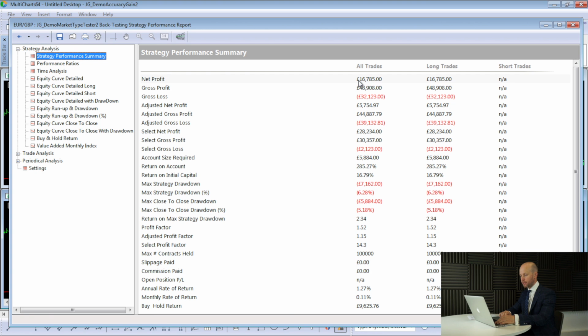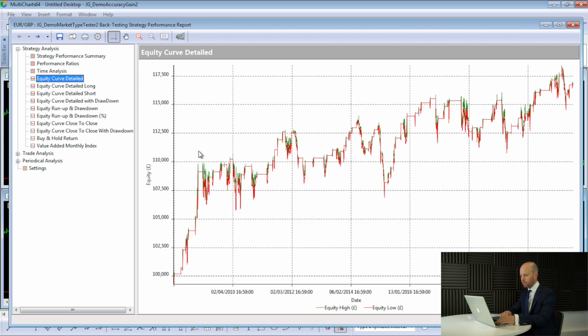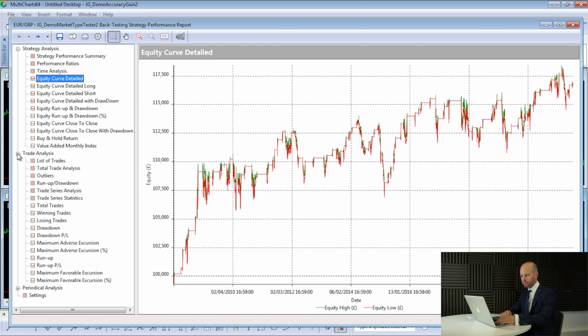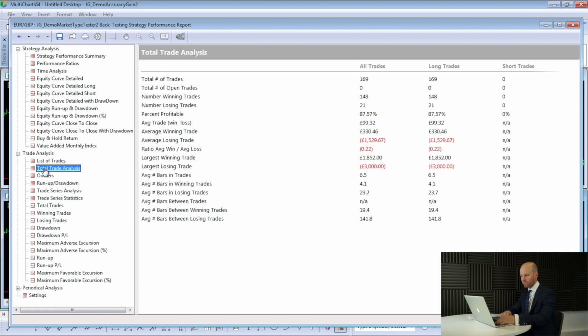So net profit is actually slightly less now, at only £16,000. The equity curve, disregarding this strong period here, is still moving in the right direction. It's a little bit choppy, but it is still definitely going up. We've got more trades now. We've got over double the trades, 169 trades. But here's the one. Look at the percent profitable. We've got 87% win rate now. That's a very, very good win rate.